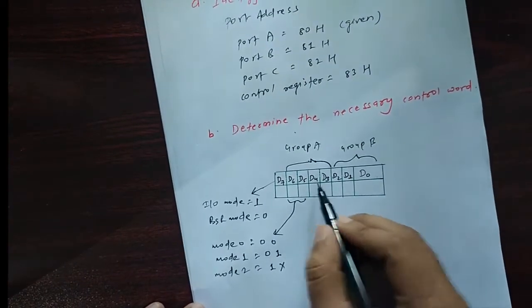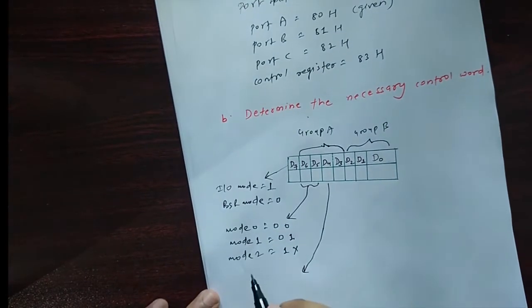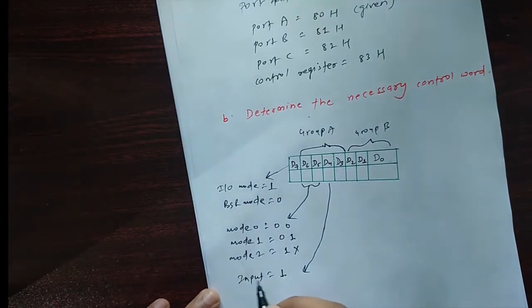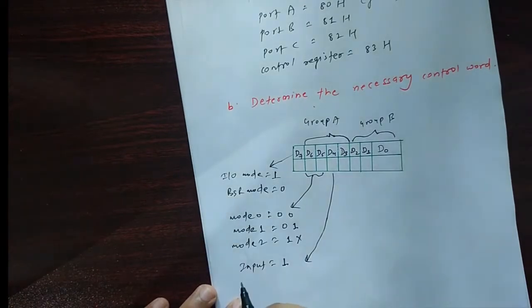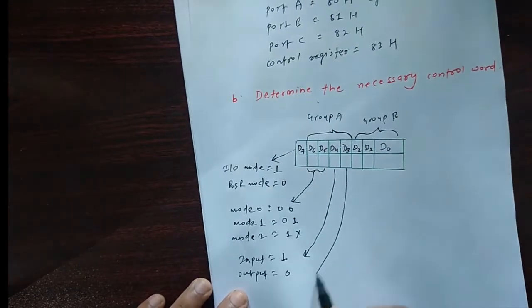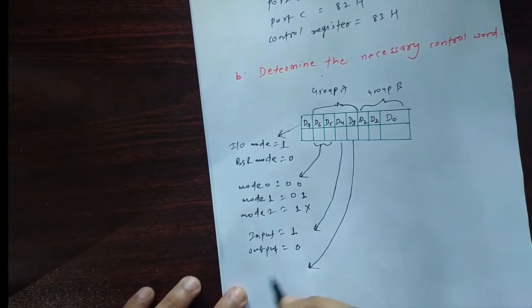And then we have D4, and this will be 1 if port A is input, and this will be 0 if port A is output. And then D3, this will be 1 if port C upper is input.